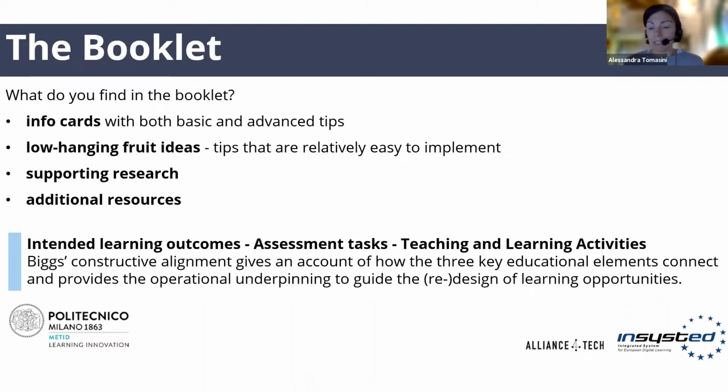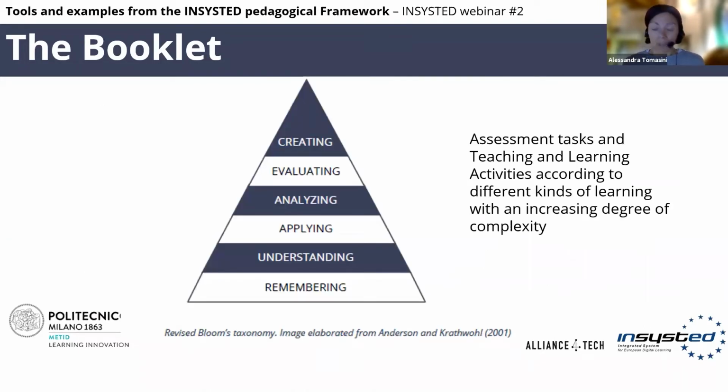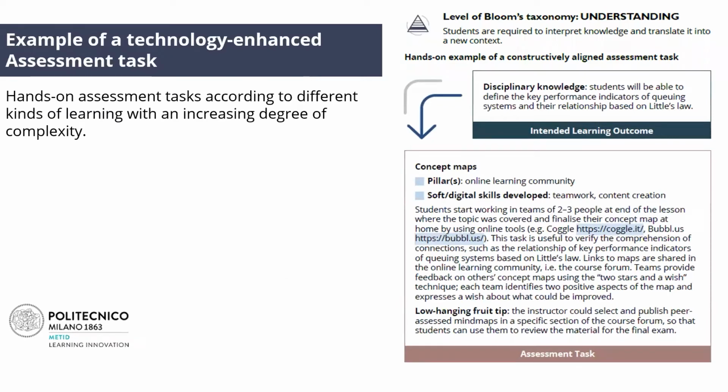Another element that I want to put in evidence is the use of these pyramids, the revised Bloom taxonomy, which puts in order, from the base to the top, increasing degrees of complexity of the possible activities proposed, considering the level of knowledge that you want the students to achieve through the activities. I wanted to highlight it because it works like a sort of fil rouge inside the booklet, because all the teaching and learning activities and assessment tasks proposed are organized in this way. So you can see here an example of an assessment task presented in the booklet.